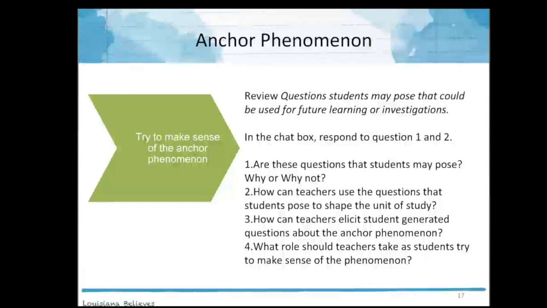So what I would like for you to do is to begin to review the next section of the scope and sequence document. I want you to review the questions students may pose that could be used for future learning or investigations on page number 10. And I want you to answer question 1 and 2 in the chat box. So question 1 states, are these questions that students may actually pose? Why or why not? And then number 2, I want you to begin to think about how can teachers use the questions that students pose to shape the unit of study.